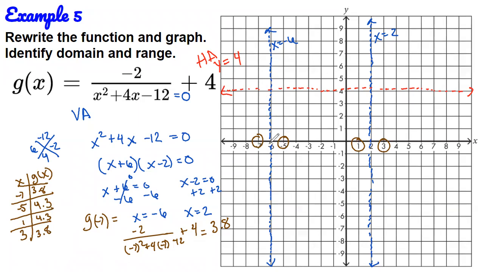So let's graph our points. For -7, it was at 3.8, which is very, very close, but does not pass 4. At -5, it goes very close to 4, but it does not equal 4. So here it is. At 1, it's the same, so we have it right here. And at 3, it's again very, very close to 4, but does not pass 4.